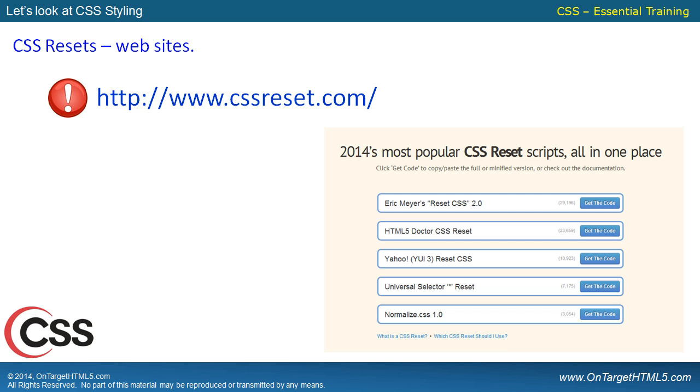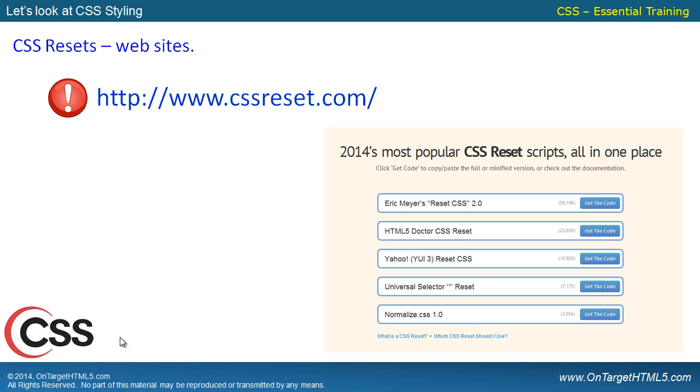This is a really good one because you'll notice, first off, there's quite a few different resets on the site, and the level of complexity is different for each one. You can actually tell that by the size of the file. If you look at the normalized CSS version 1, it's only 3,000 bytes. As you work your way up, like the Universal Selector Reset, 7,000 bytes. When you get up to Eric Meyer's reset, which is version 2.0, it's almost 30K. So that's a very complex reset. We'll look at it in a minute.